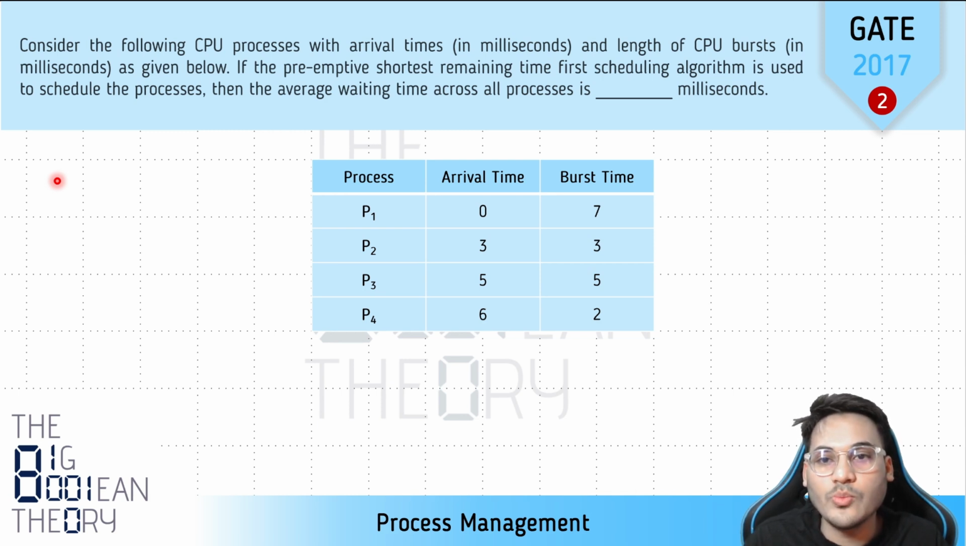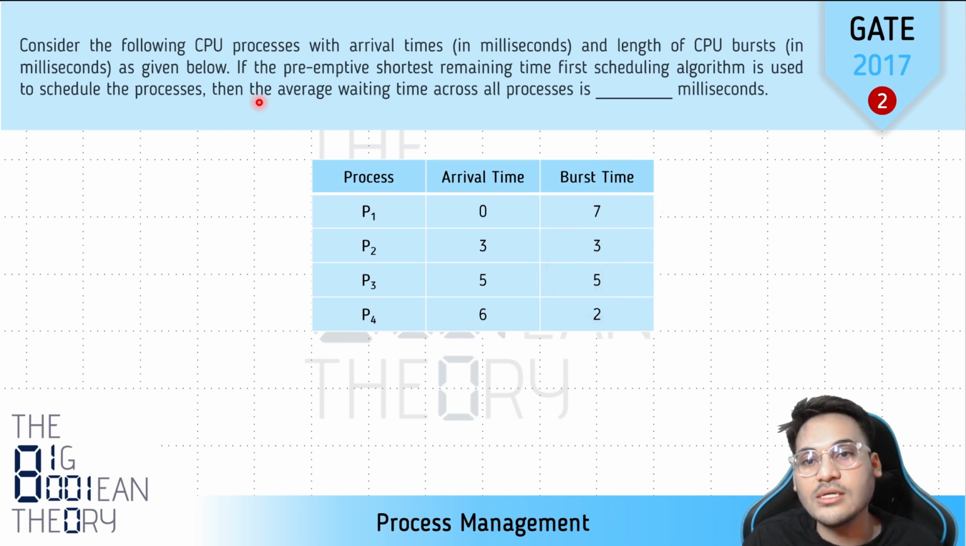Consider the following CPU processes with arrival times in milliseconds and length of CPU bursts in milliseconds as given below. So what is this saying? You have a bunch of processes P1, P2, P3 and P4, and their arrival time has been mentioned in milliseconds. And the length of CPU burst, basically the time that each process executes on the CPU, is called burst time. The total duration during which the process is executing instructions is known as burst time, and that also has been given to you in this column, in milliseconds.